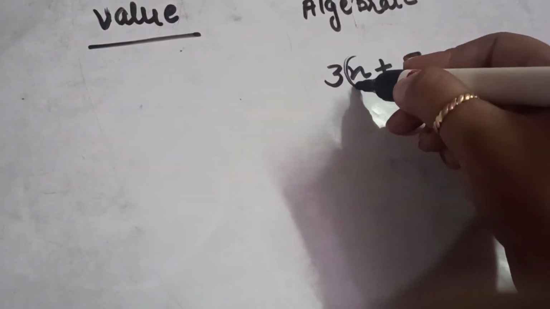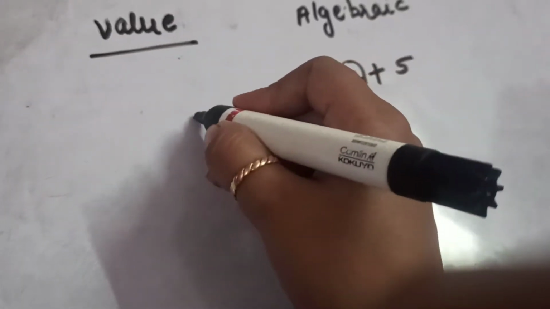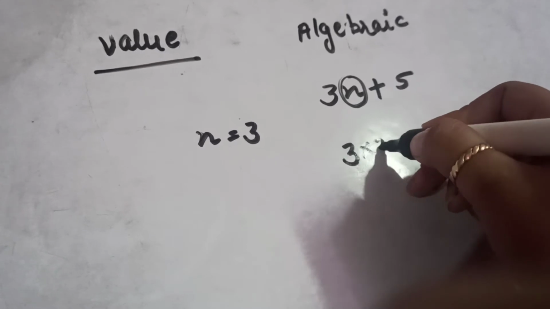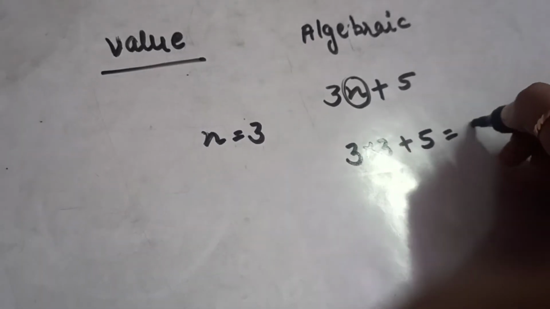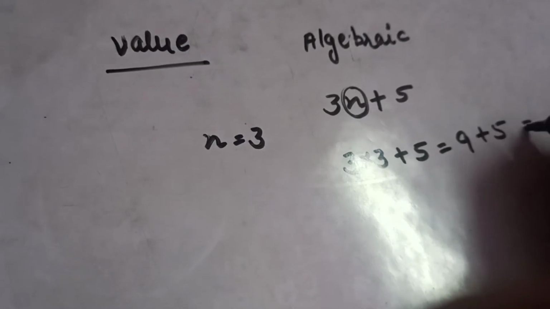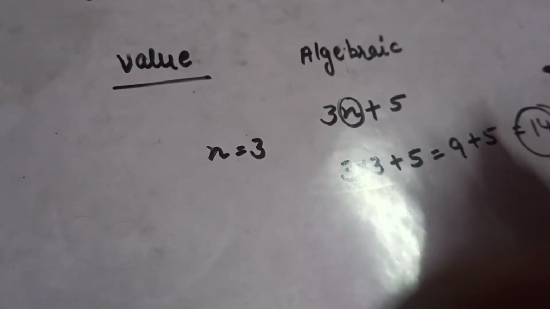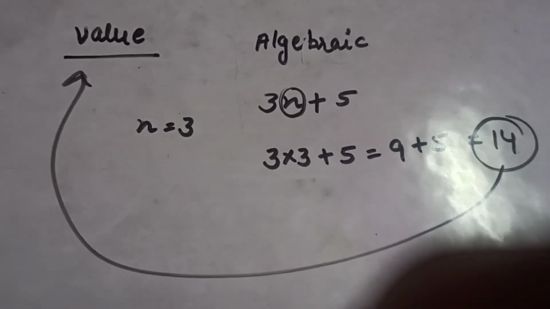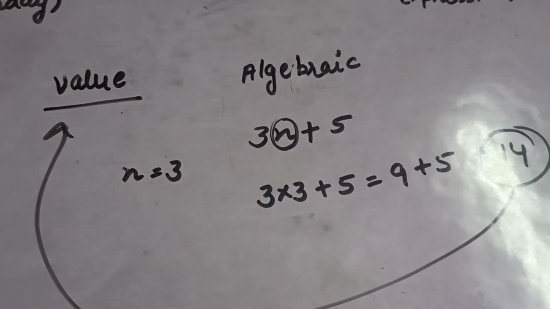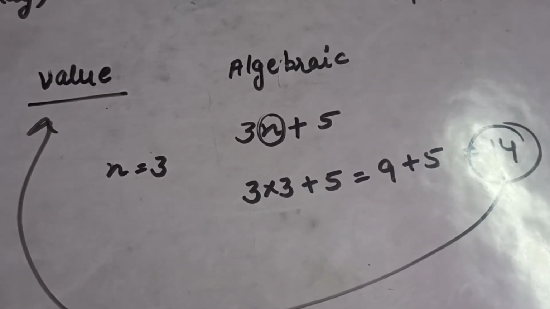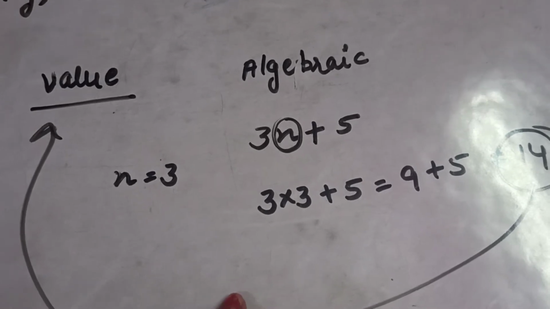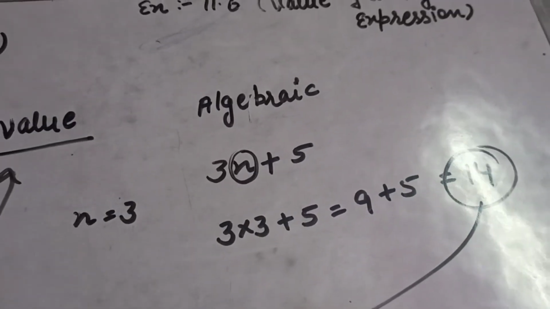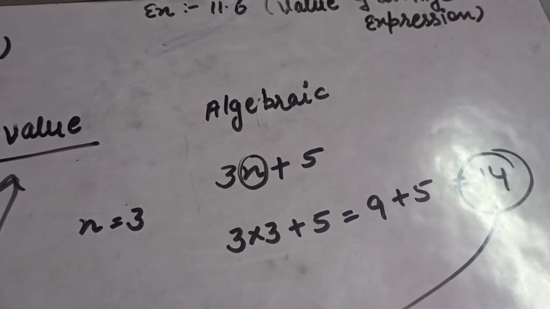When we put the value of this x, here I am putting x equals 3. 3 multiplied by 3 plus 5. 3 3s are 9, plus 5 equals 14. So this 14 is the value of the algebraic expression, right? The numerical form which you get when you put the value of the variable, that is the value of an algebraic expression.